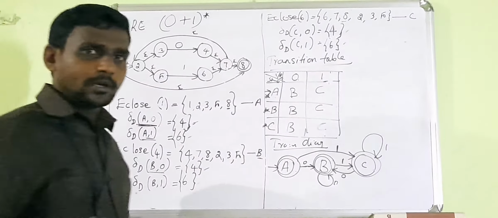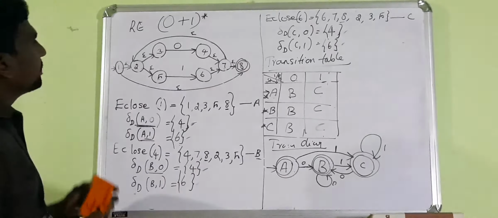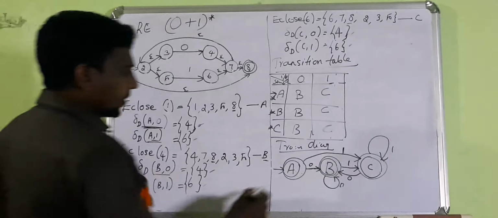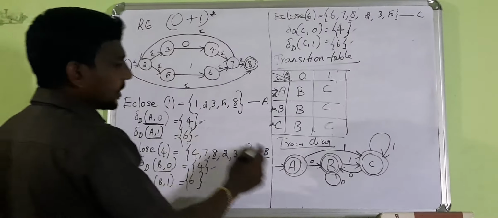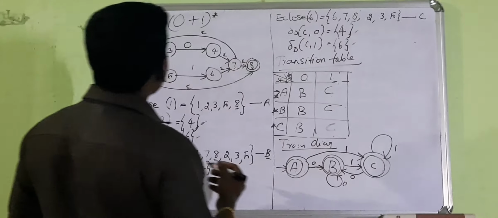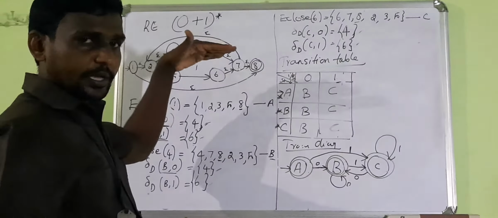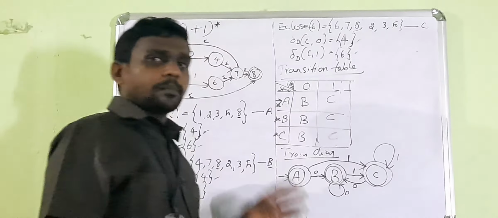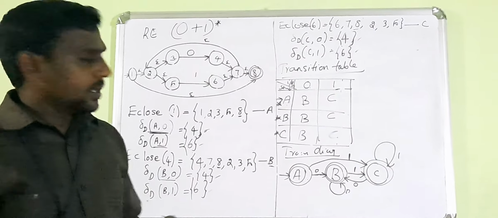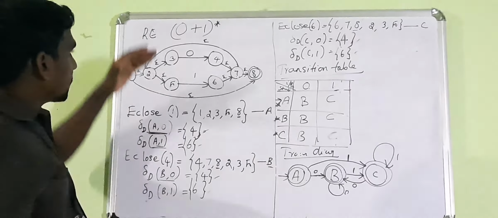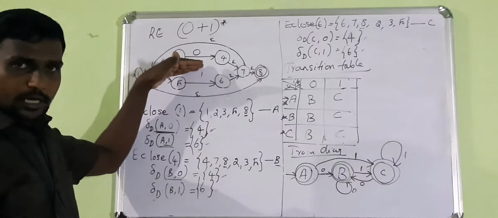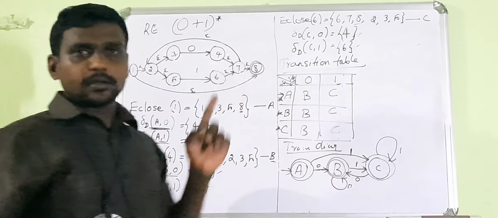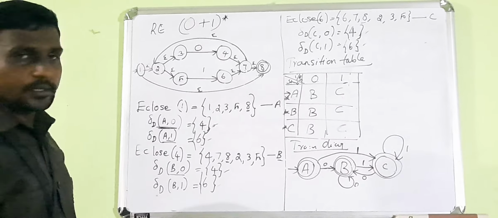I will give you one small trick to find this. See, 0 plus 1 the whole star. So 0 plus 1 the whole star, this is the DFA. In the next problem I will give you one trick. We can easily find it for 0 plus 1 the whole star as a regular expression. But if they ask in a university examination, you have to go with this procedure. First you convert into epsilon NFA using the Thompson construction method, and from epsilon NFA to DFA using the epsilon NFA method. Clear?